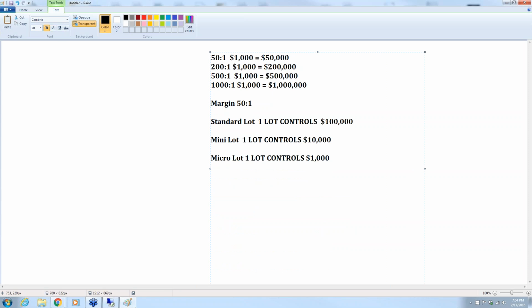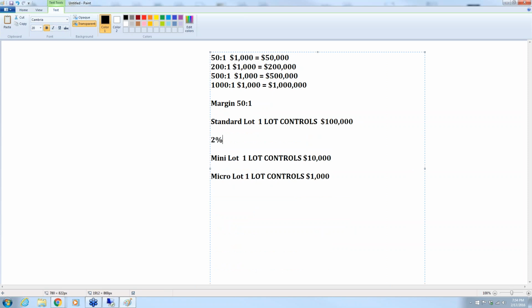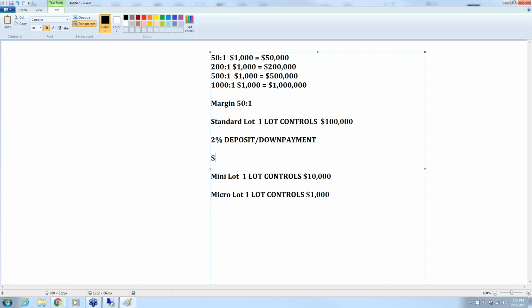Okay? So, since you're controlling $100,000 on one lot, if you're using a 50 to 1 leverage, that would be a 2% deposit or down payment, which means you would put up $2,000 to control $100,000. Okay? So let's think about this again.